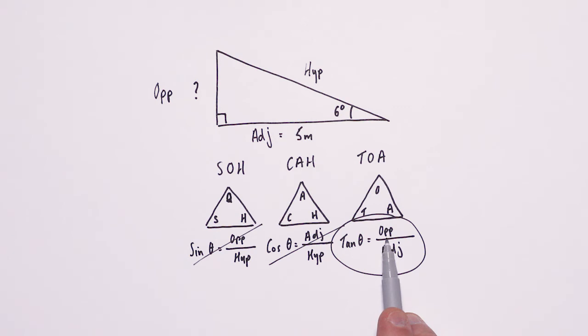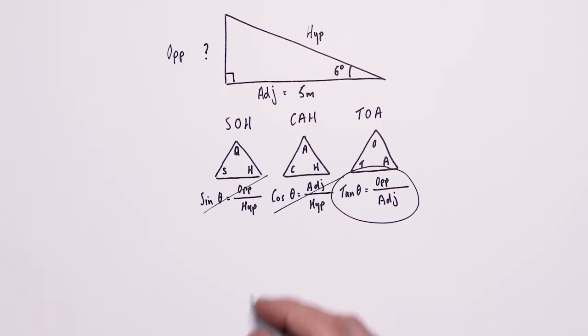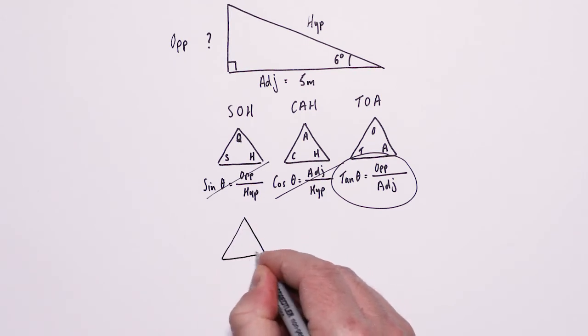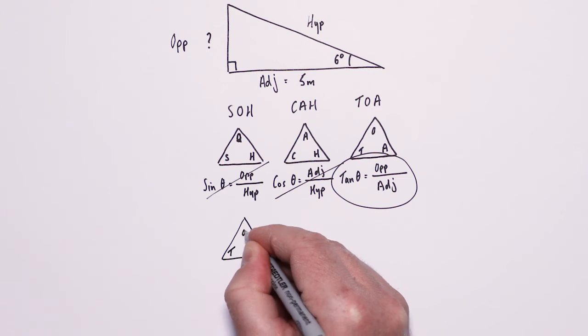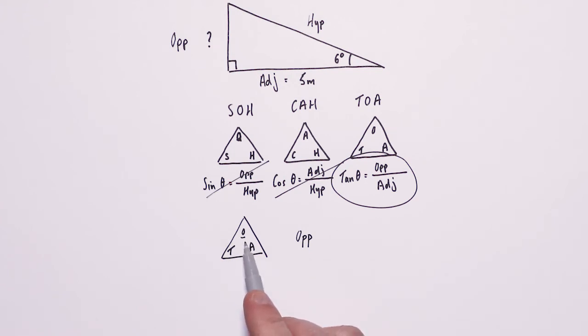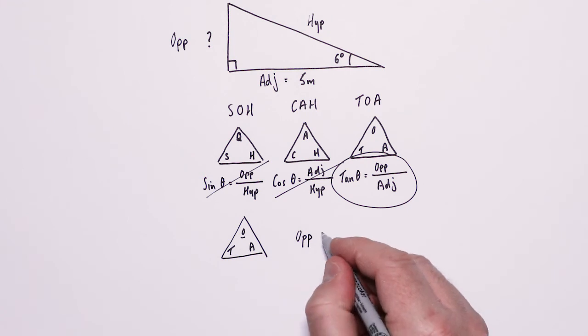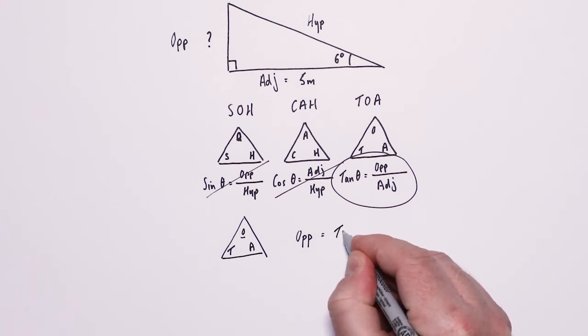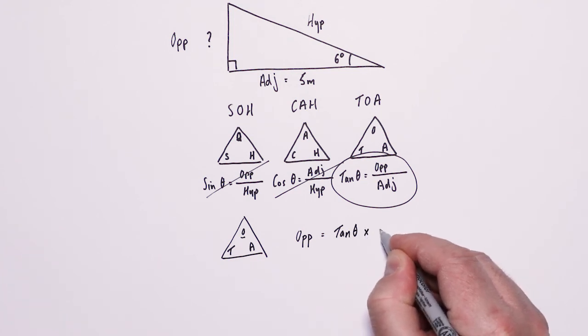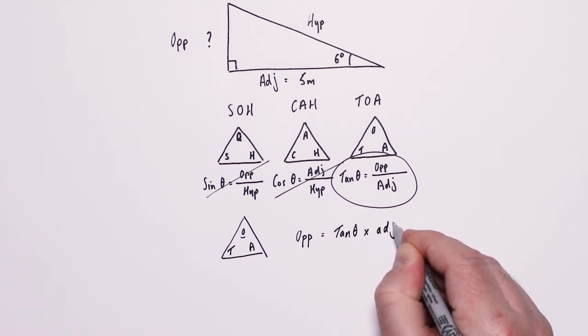And this is where the triangles we've drawn become really useful. Because if you look at the triangle, just drawing it here again for clarity, tan, opposite, adjacent. If we want to find opposite using the triangle, it's opposite equals tan times adjacent. So it's opposite equals tan theta, the angle, times adjacent.